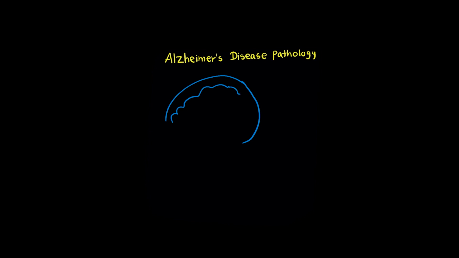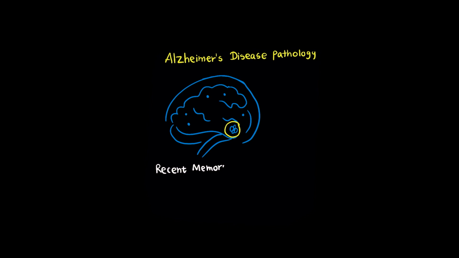Let's dive into the pathophysiology behind Alzheimer's disease memory patterns. In Alzheimer's, the brain develops two key pathological features, plaques and tangles. These plaques are abnormal protein clusters that form between nerve cells, while tangles are twisted protein strands inside the cells. The hippocampus, which processes new memories, is affected early in the disease process. This explains why recent memories disappear first, while older memories, stored in different brain regions, remain intact longer.